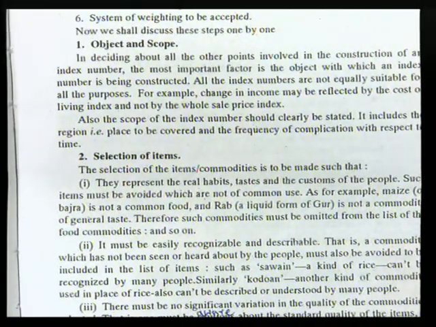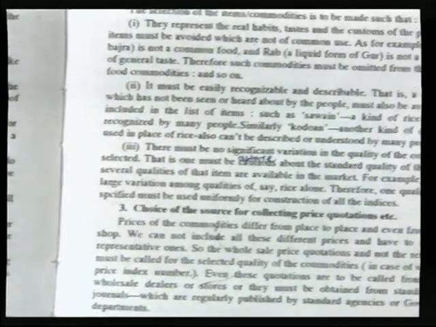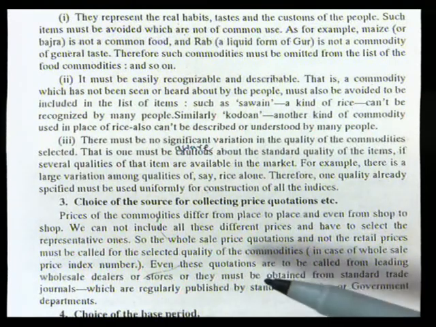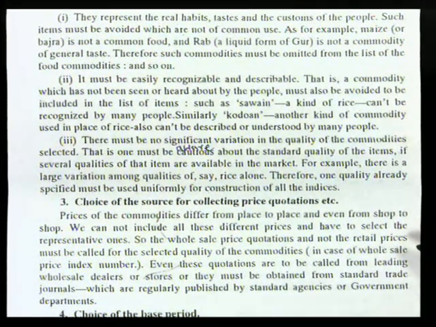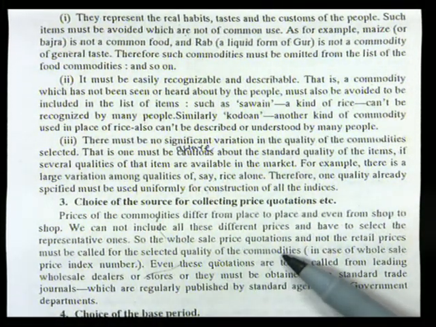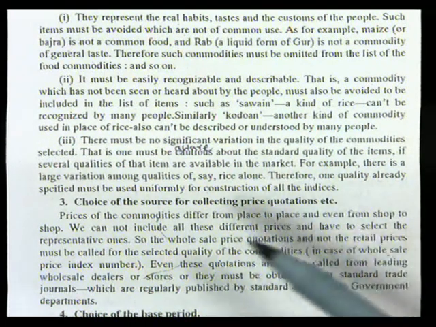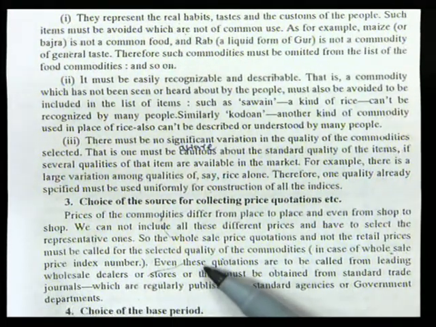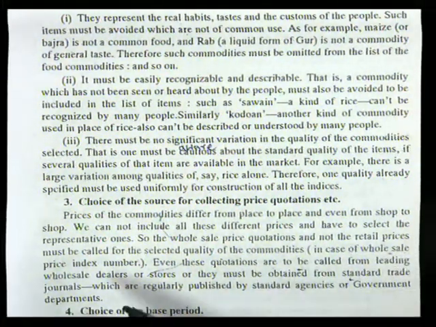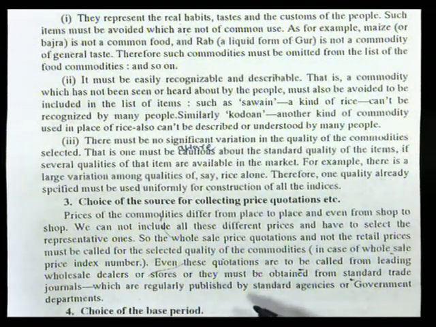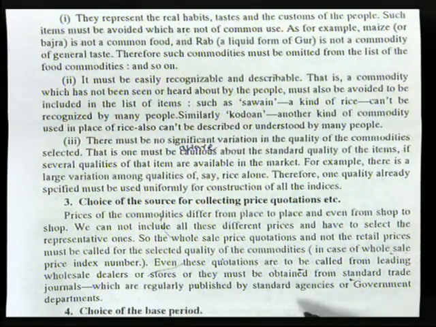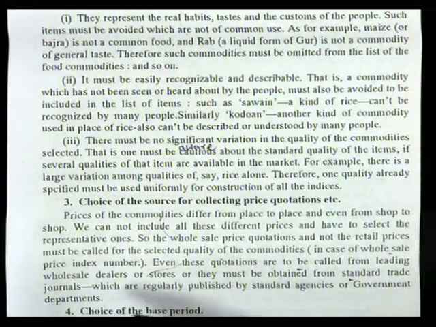Prices of the commodities differ from place to place and even from shop to shop. We cannot include all these different prices and we have to select the representative ones. So the wholesale price quotations and not the retail prices must be called for the specified quality of the commodities. Even these quotations are to be called from leading wholesale dealers or stores, or they must be obtained from the standard trade journals which are regularly published by standard agencies or government departments.